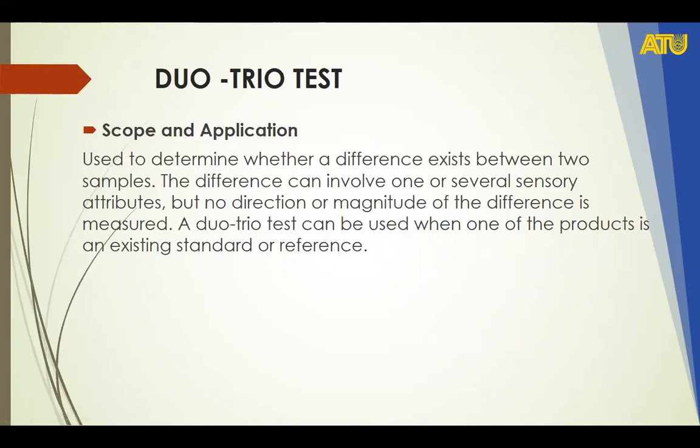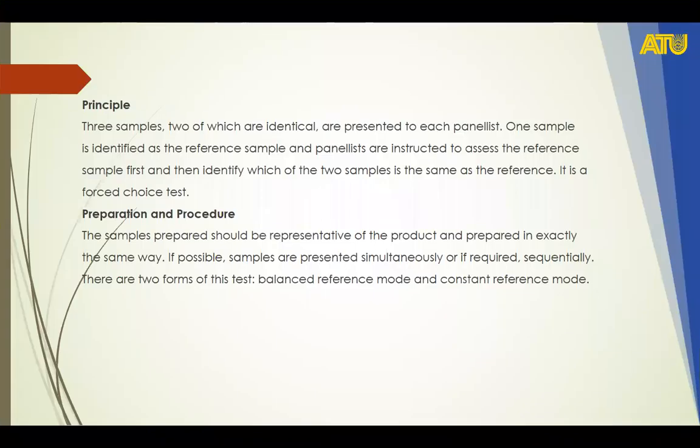So how do you understand it from the name? Duo-trio means 2 or 3. So the principle is 3 samples, 2 of which are identical, are presented to each panelist. One sample is identified as a reference sample, and panelists are instructed to assess the reference sample first and identify which of the 2 samples is the same as the reference. So it's a forced choice test.